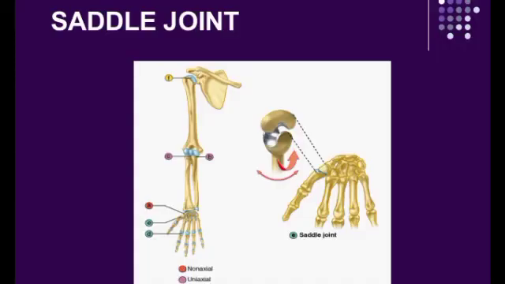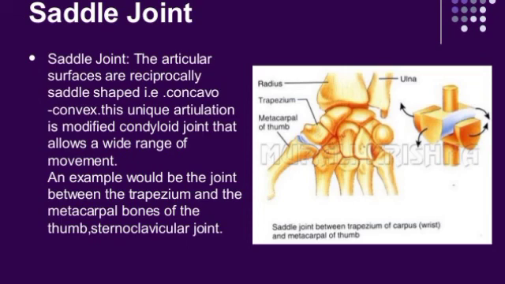Another type is saddle joints. Joints which permit a great movement are called saddle joints. The articular surfaces are reciprocally saddle-shaped, concavo-convex. This unique articulation is a modified condyloid joint that allows a wide range of movement. An example would be the joint between the trapezium and metacarpal bone of the thumb, and the sternoclavicular joint. The joint of the thumb is also an example of saddle joints. It enables the thumb to oppose the fingers.